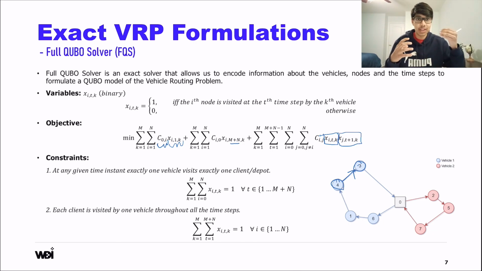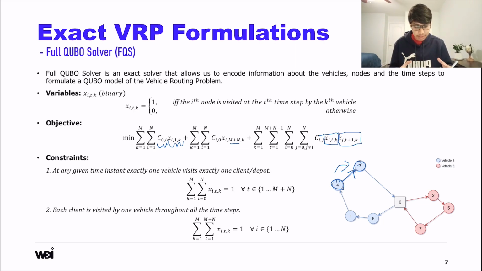So we want to take into account the cost from, for example, node 4 to node 3, as I've drawn it here. And again, we're summing over all possible time steps, all of the nodes, and all of the vehicles. Now we have to apply quite a few constraints on the variables to ensure that we get a valid solution that would make sense in the real world.